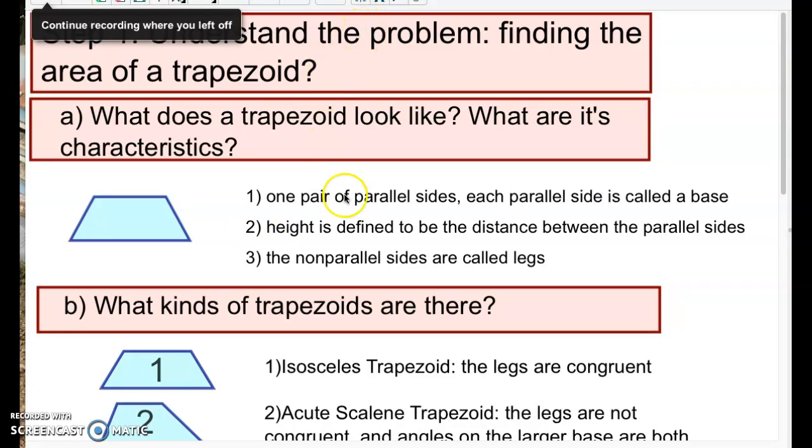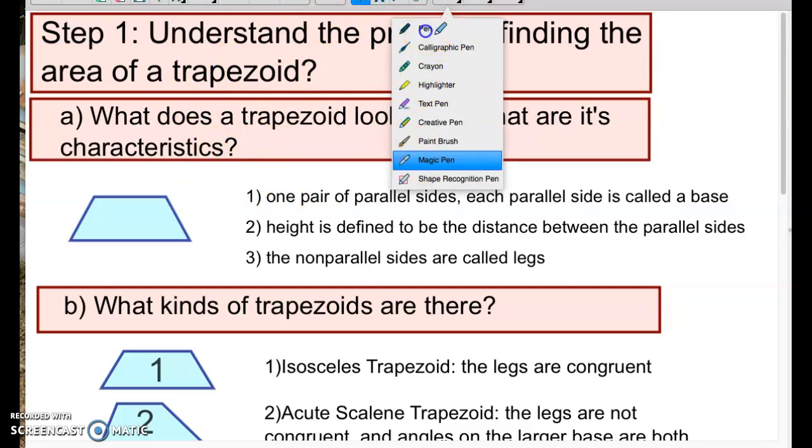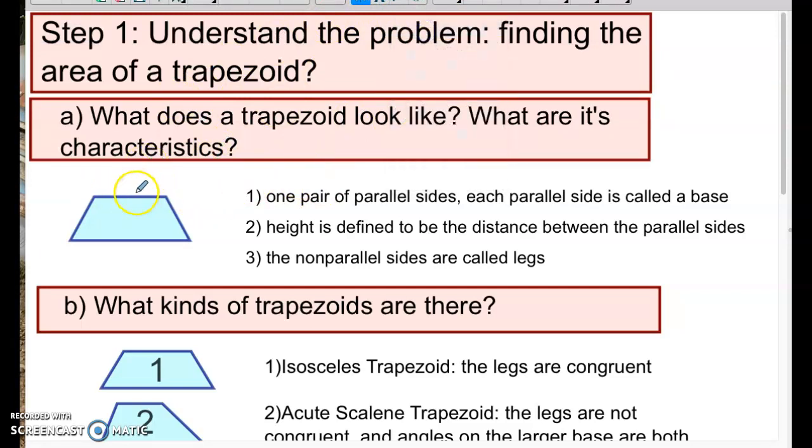Now, the bases are defined to be the pair of parallel sides. So I'm going to label the bases. Since this is a smaller base, I'm going to label it with a lowercase b. This is defined to be a base, and this other parallel side, I will label those with parallel symbols. This is our larger base, so I'm going to call that a capital B for big base. Again, the parallel sides are defined to be the bases.